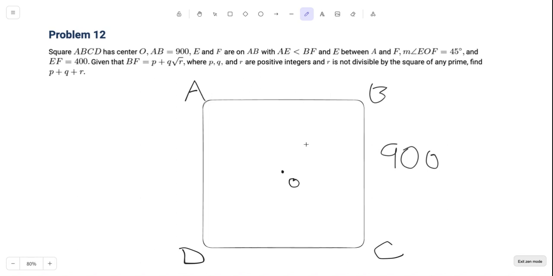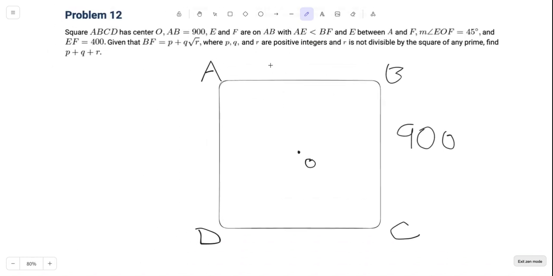E and F are on AB with AE less than BF and E between A and F. So it would look like this. AE has to be less than BF. So E would be somewhere here.